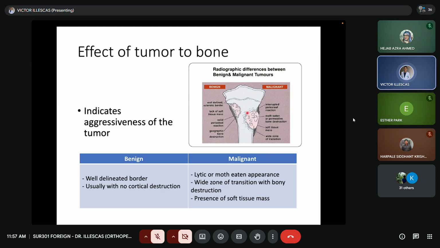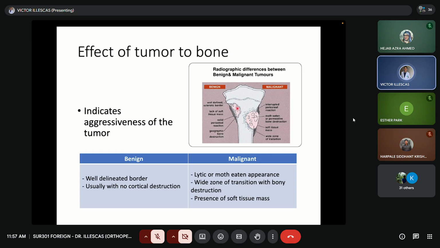If the tumor is well delineated, such as in this case, well delineated, meaning you can differentiate the normal bone to the pathologic bone. So that will lean more towards a benign process. If you can differentiate between a normal bone to the pathologic bone, it means that there is a narrow zone of transition. Remember that term, narrow zone of transition. It means that you're able to differentiate the normal bone to the pathologic bone.